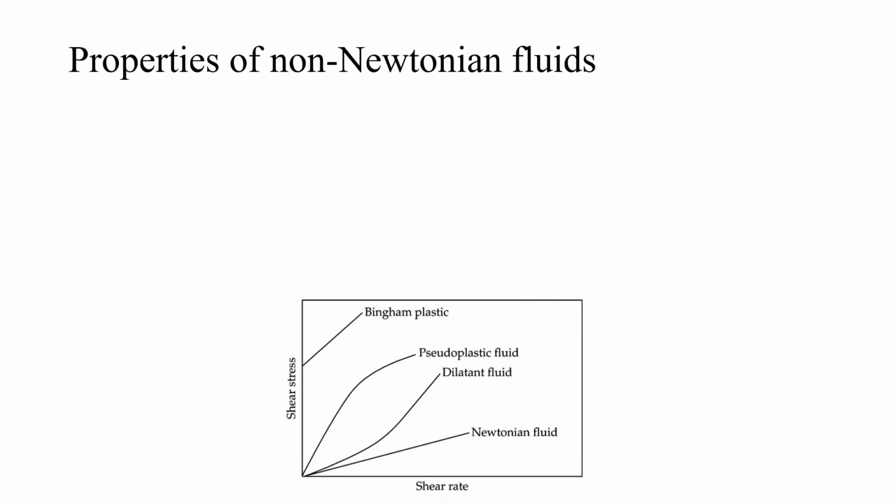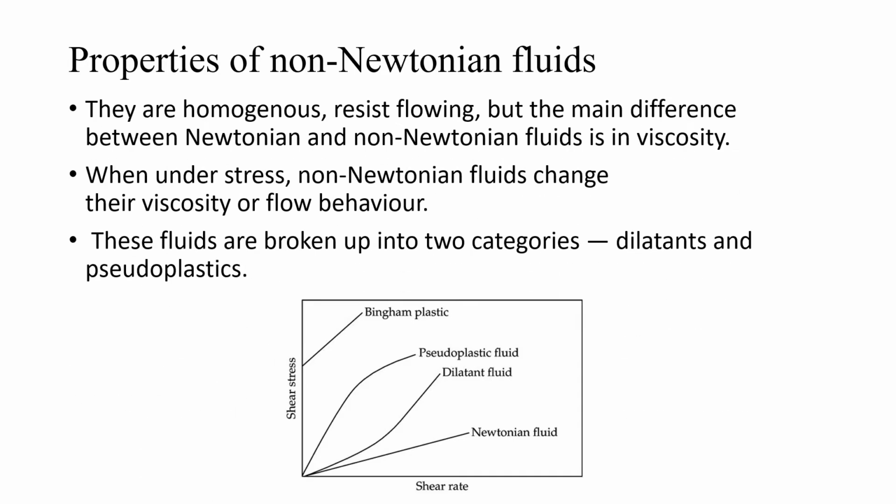We're going to discuss the non-Newtonian fluids. They are homogeneous, they resist flowing, but the main difference between them and Newtonian fluids is that the non-Newtonian fluids can change their viscosity. When does that happen? This is when they are under stress.